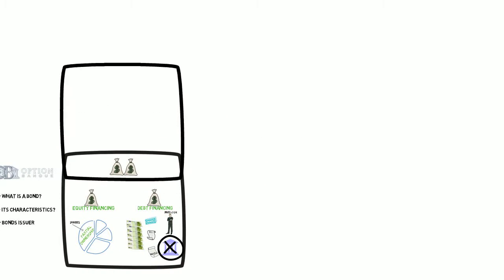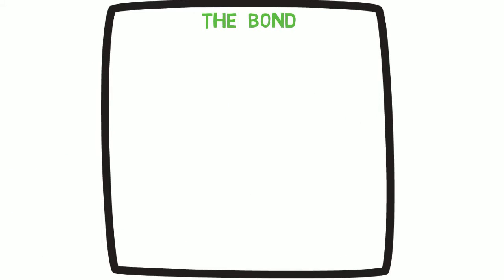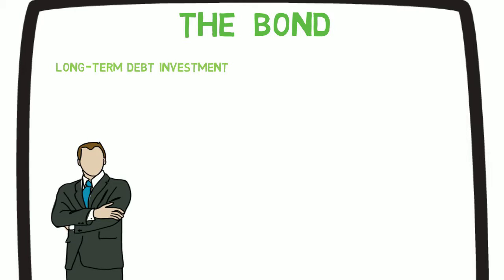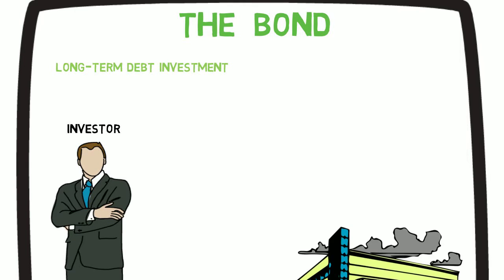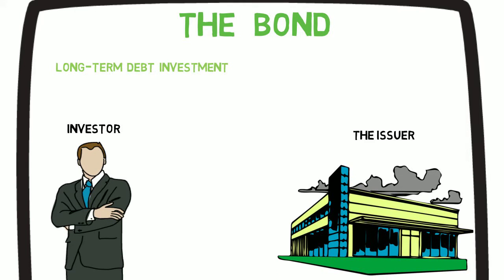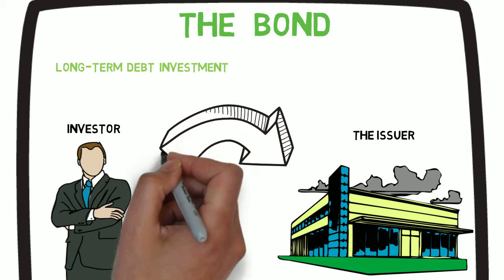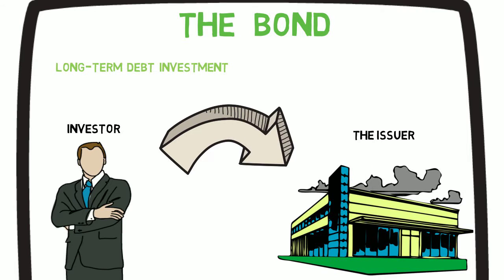So, what is a bond? A bond is a type of long-term debt investment in which an investor, also called the buyer of the bond, loans money to an entity, called the issuer. The buyer can be an individual or an institution, and the issuer can be a company or national government. The investors lend the funds for a defined period of time, at a variable or fixed interest rate.